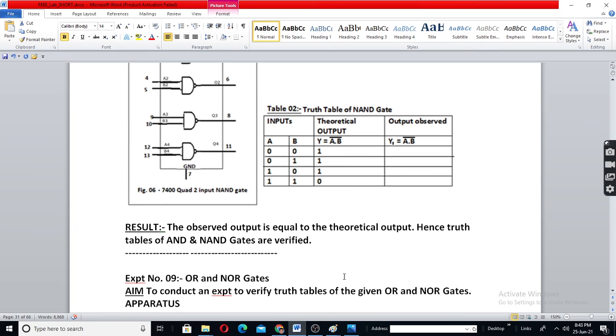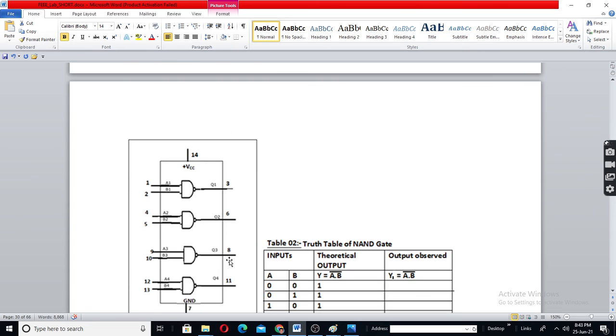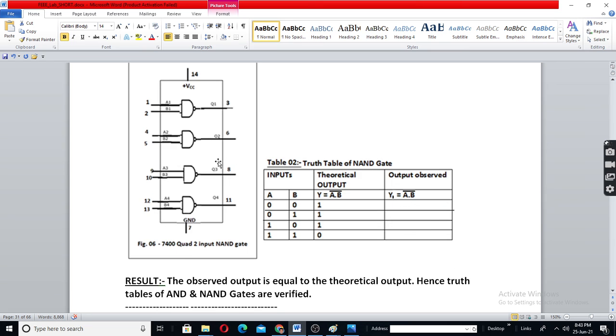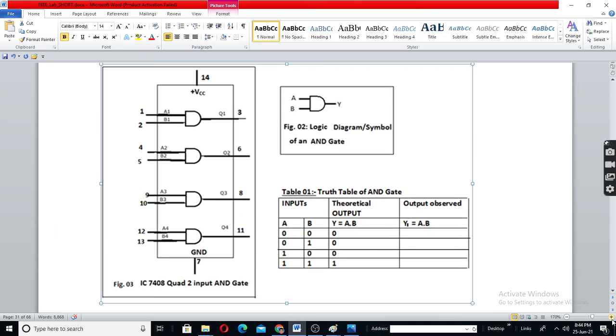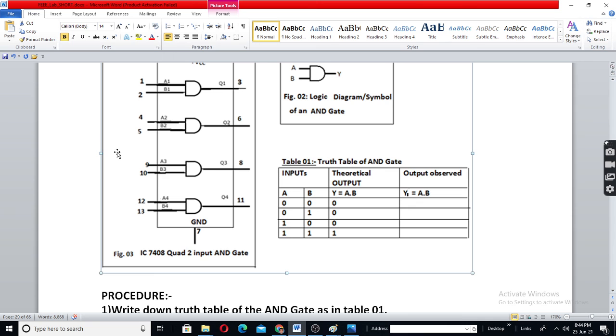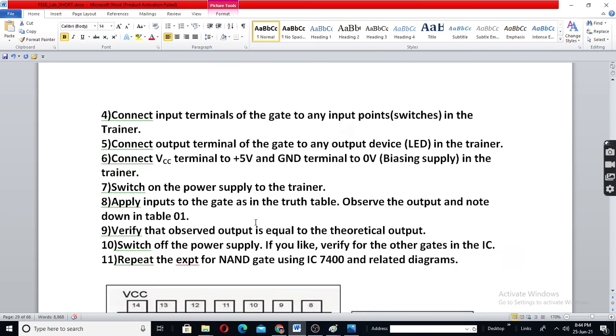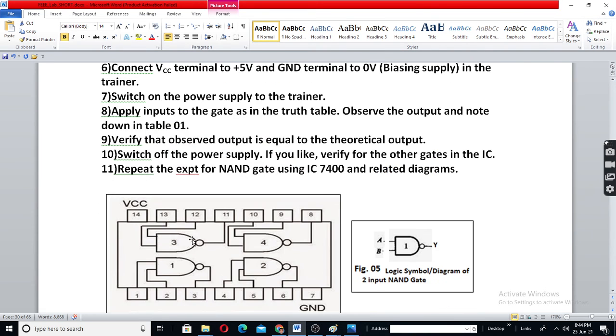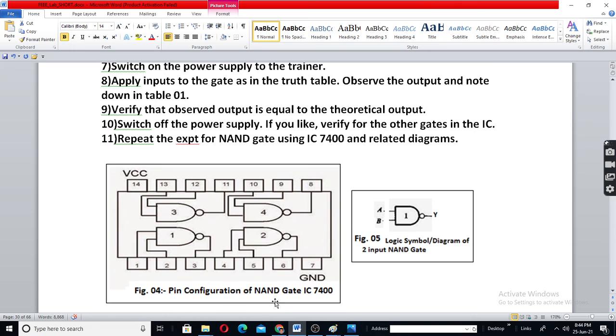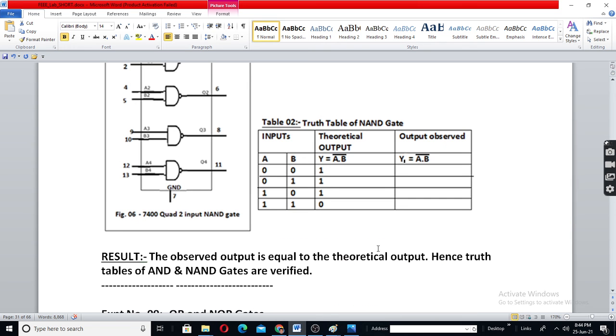Next is NAND gate. NAND gate is very much similar to AND gate. Only thing is output will be opposite of AND gate. This opposite is marked here as a bubble. You can see here a bubble. See, this is the AND logic. AND. Okay, you can see here AND. NAND means here you will have a bubble. See, there is a bubble. This is NAND gate 7400. Output will be exactly opposite of AND gate.